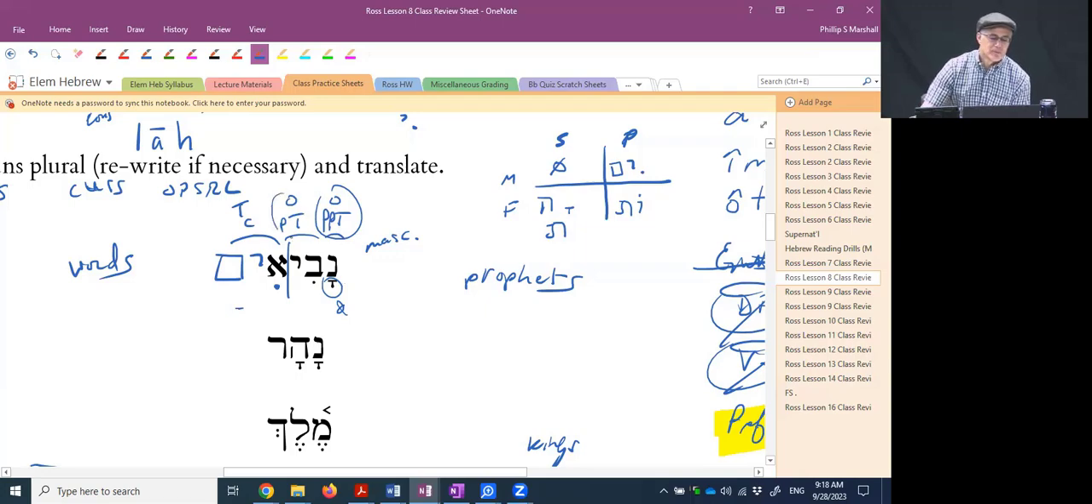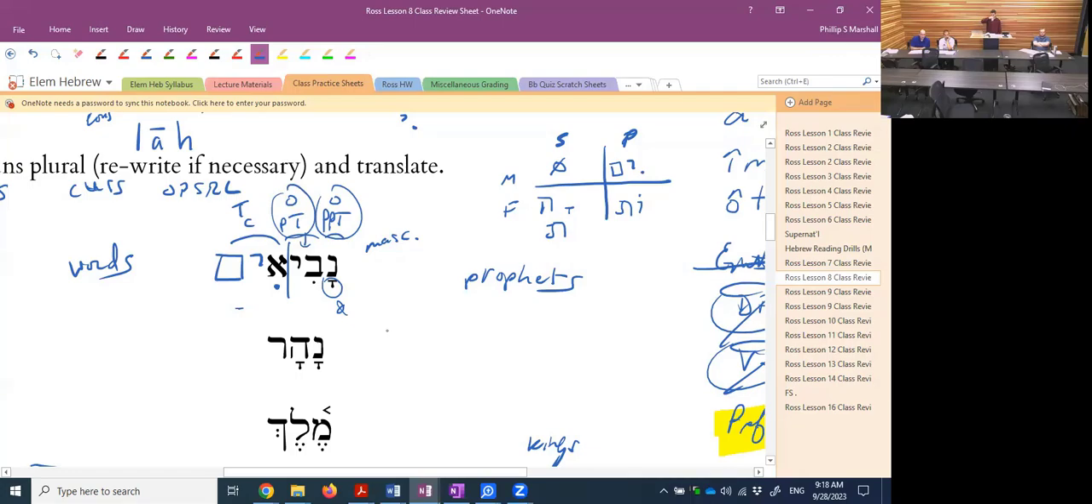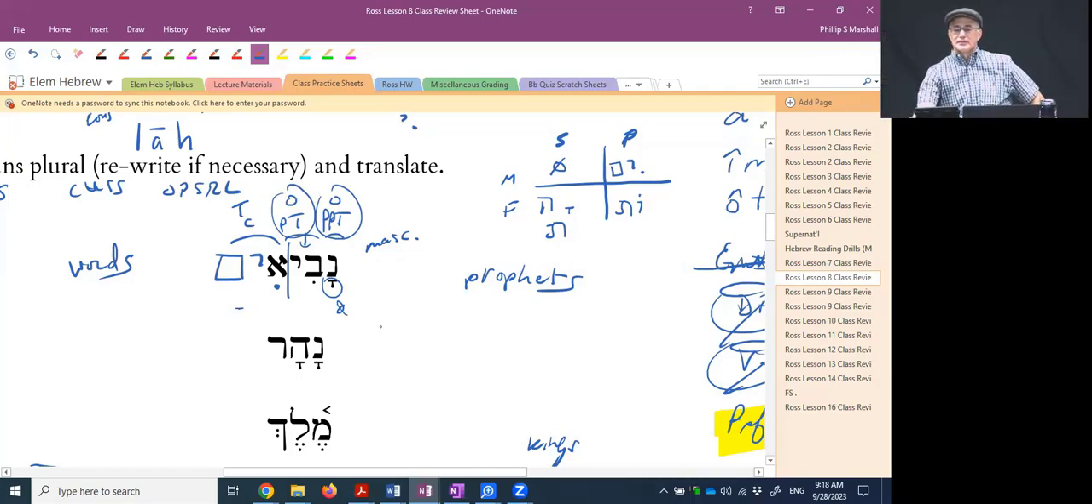Let's think about the open pretonic syllable now, the vet. What do open pretonic syllables require? Long vowels. Is hireq yod long? Historically long. Yes, it's historically long. So my rule is being followed. No changes would need to happen here, right?